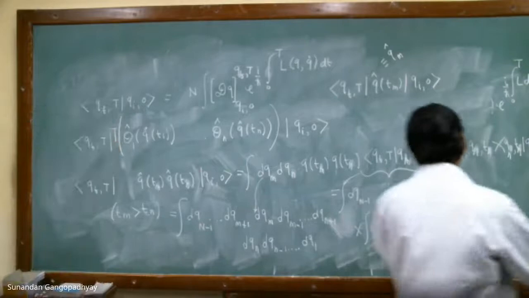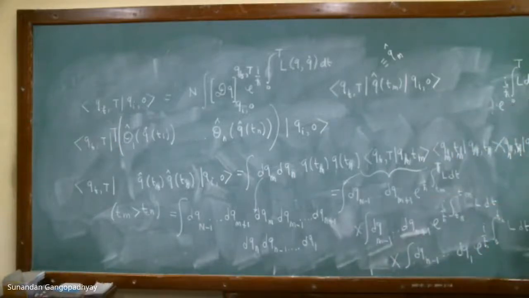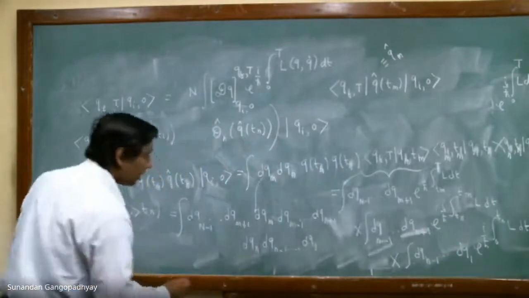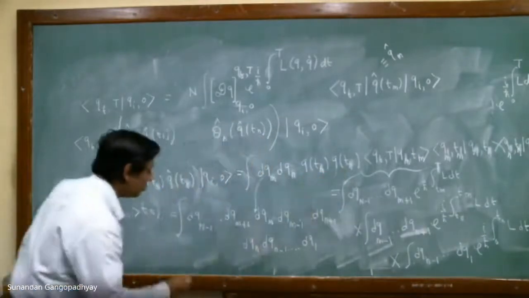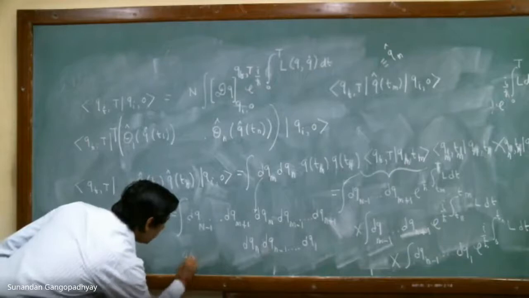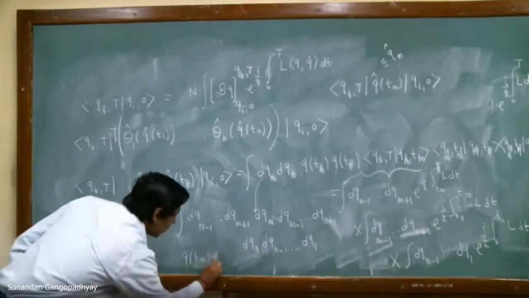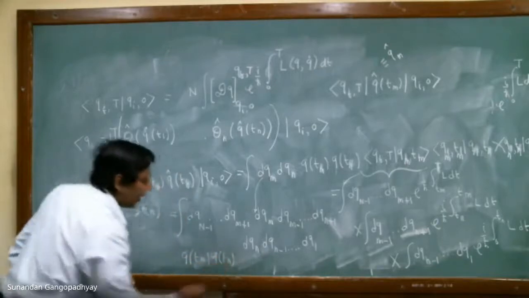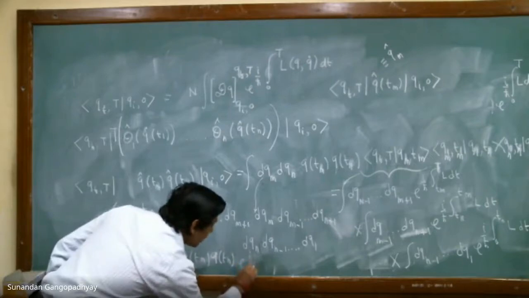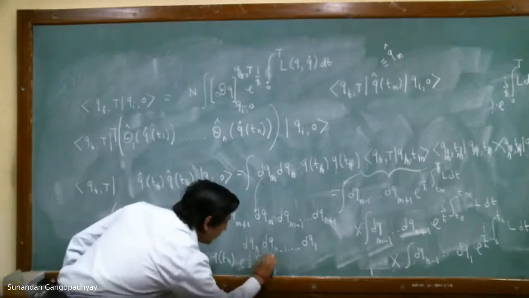And now you have these integrals, e to the power of these things. So you can combine all these exponentials into one exponential. By the way, you also have q(t_m) and q(t_n). And then you can combine all the exponentials. This will be the integral from 0 to T of L dt.